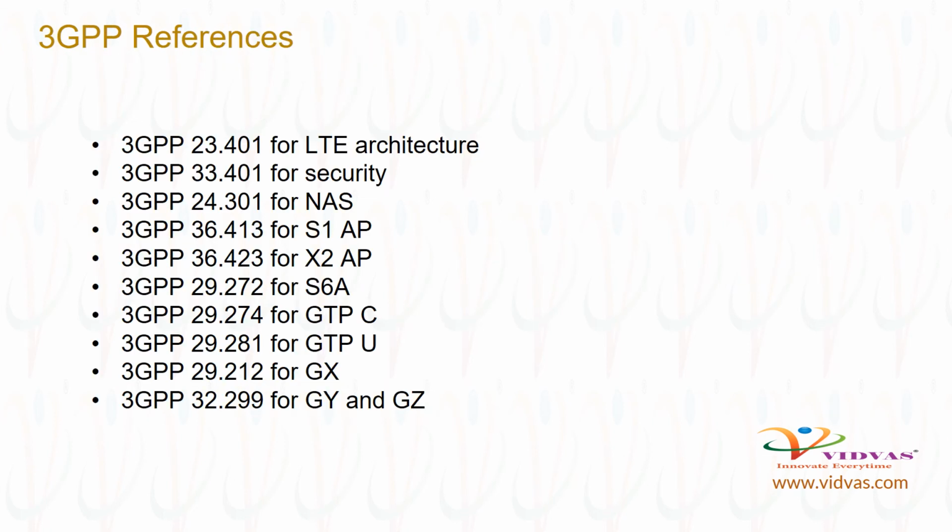The following is the list of 3GPP references. 3GPP 23.401 for LTE architecture. 3GPP 33.401 for security. 3GPP 24.301 for NAS. 3GPP 36.413 for S1 AP. 3GPP 36.423 for X2 AP. 3GPP 29.272 for S6A. 3GPP 29.274 for GTPC. 3GPP 29.281 for GTPU. 3GPP 29.212 for GX.